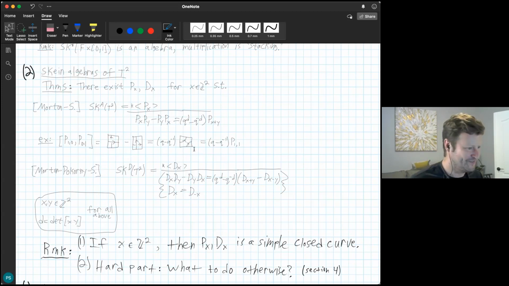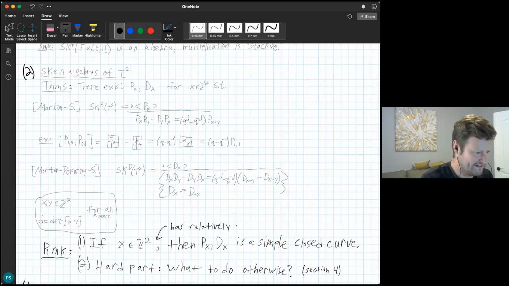Right. In general, if x is primitive, what I wrote doesn't make any sense. It's not compatible with what I said before. So if the vector has relatively prime entries, then these generators are the simple closed curve of that homology class. That's true for (1,0), (0,1), (1,1). But for something like P_{2,2}, the generator is more complicated. There's no simple closed curve, and you have to make a better choice.